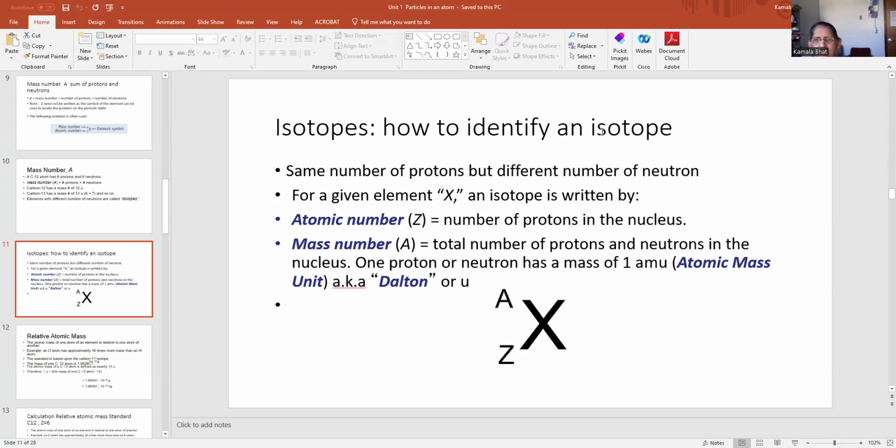For a given element X, an isotope is written with the atomic number Z, the number of protons in the nucleus, and the mass number A, the total number of protons and neutrons in the nucleus. One proton or one neutron has a mass of 1 atomic mass unit, or a Dalton, represented by the letter u.